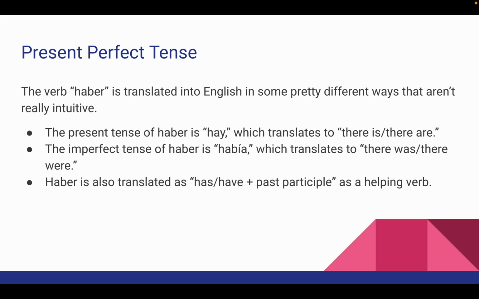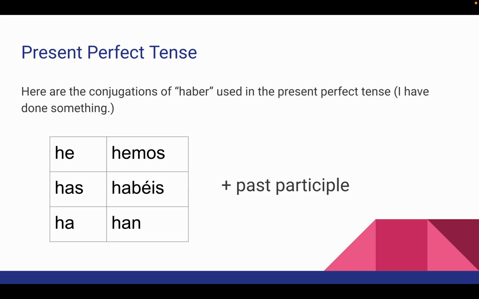The present tense of haber is hay, which translates to there is or there are. The imperfect tense of haber is había, which translates to there was or there were. And then haber is also translated as has or have plus the past participle to form a helping verb or to form the present perfect tense. So here are the conjugations of haber used in the present perfect tense. He, has, ha, hemos, habéis, han. And then you add your past participle.